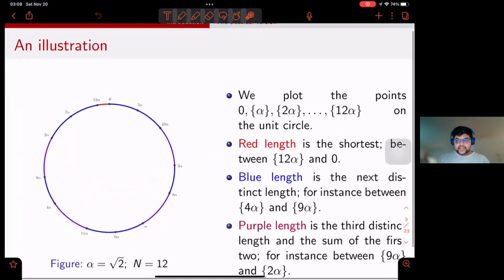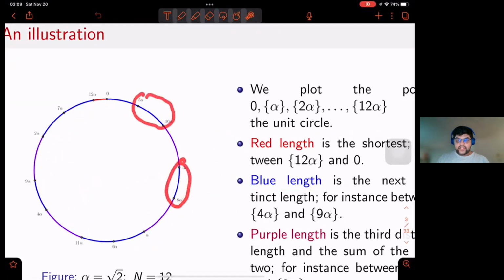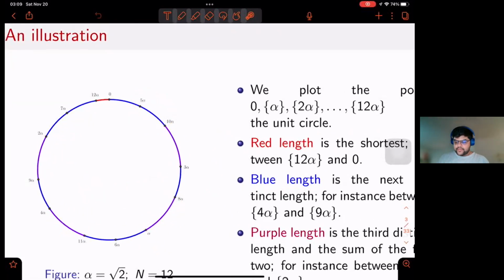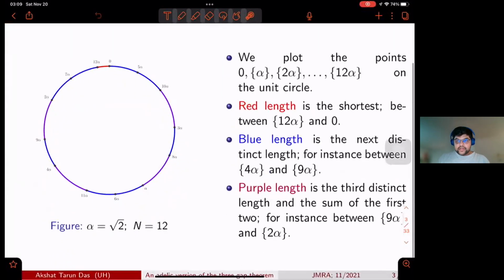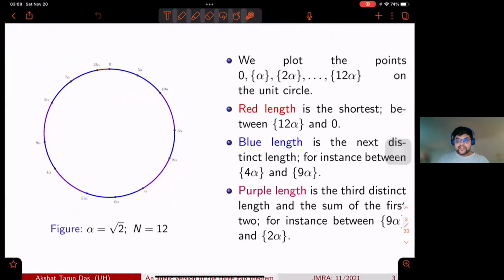The next distinct gap length is colored in blue. And for instance, you can see that between 5 alpha and 10 alpha, or 3 alpha and 8 alpha, and so on. And the third distinct gap length is colored in purple. And you can see that between, say, 8 alpha and alpha, or 11 alpha and 4 alpha. So there are 3 distinct gap lengths that we have in this particular illustration.